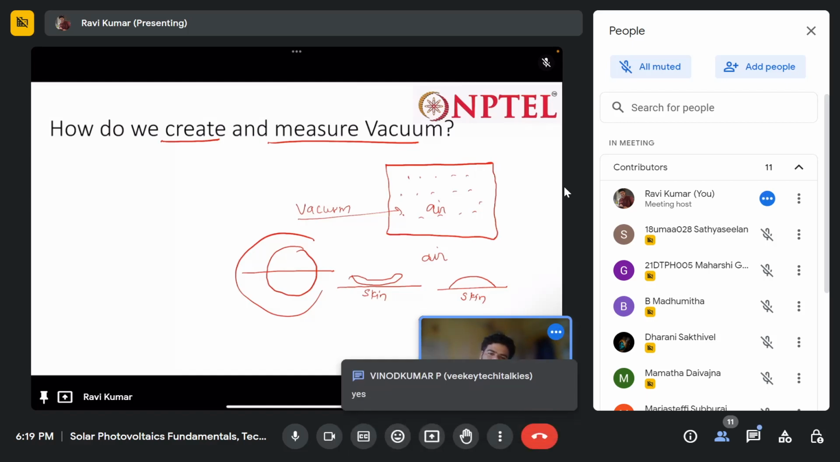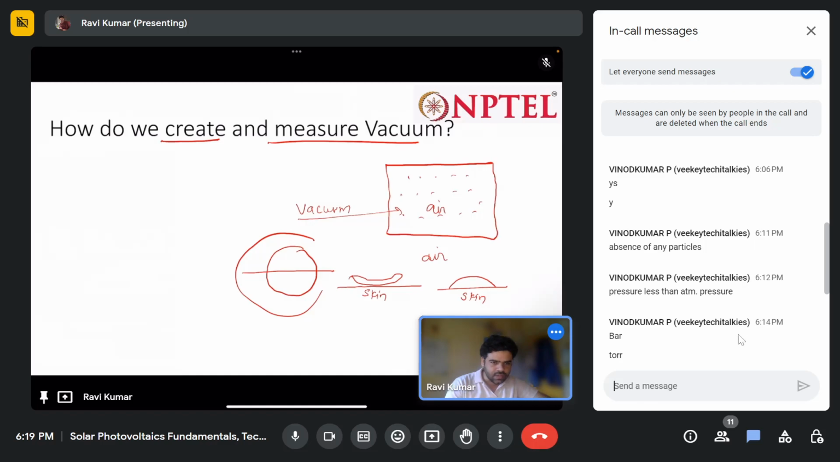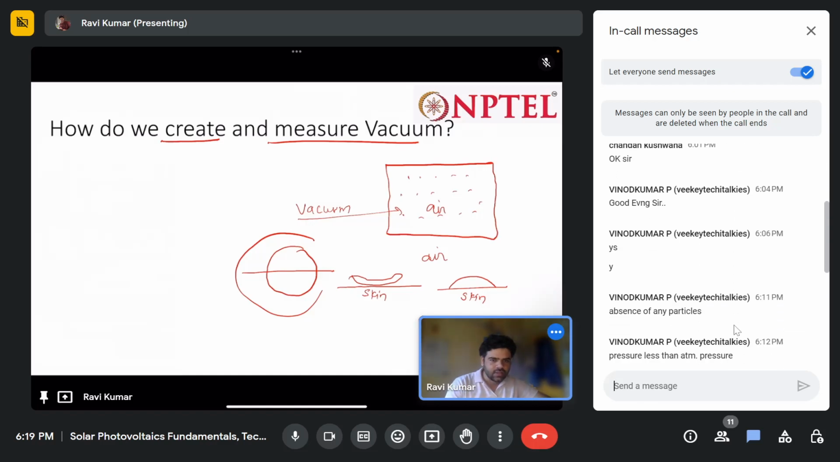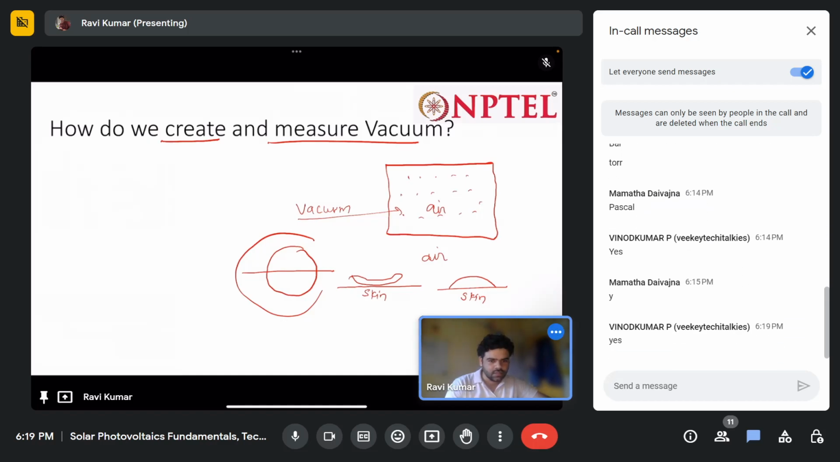Okay, great. So why is it being done? Absence of any particle. Pressure less than atmospheric, bar, Pascal. Yes. So in this case, we are just removing the air, and here also we need a special kind of instrument which can take out the air but prevent the air from coming back inside.